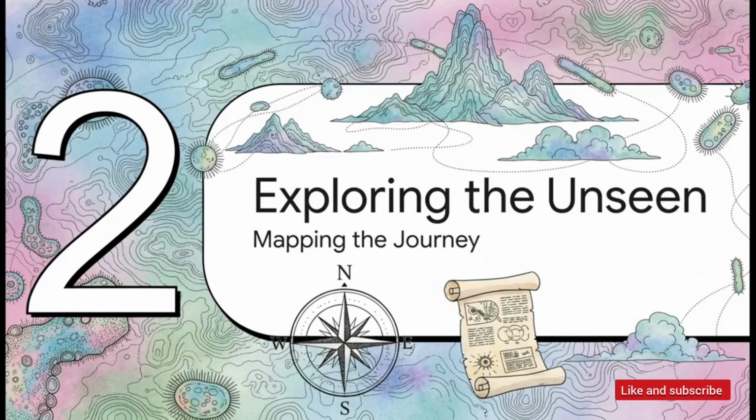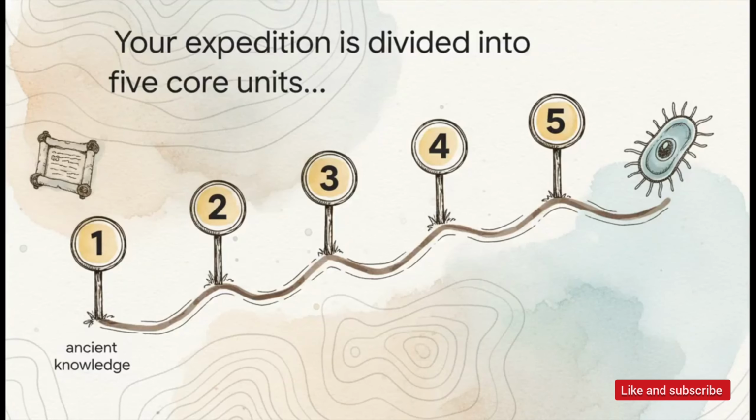Okay, now let's zoom out and get that 30,000-foot view. The theory part of your course is like the main expedition, where we map out the entire microbial landscape before we even think about getting our hands dirty in the lab. Your whole journey is broken down into 5 key units, and it's designed to build your knowledge in a really logical way. You'll start with the history of the field, then move into how we classify all these different life forms, and then you'll dive deep into the structure and growth of the bacteria themselves.